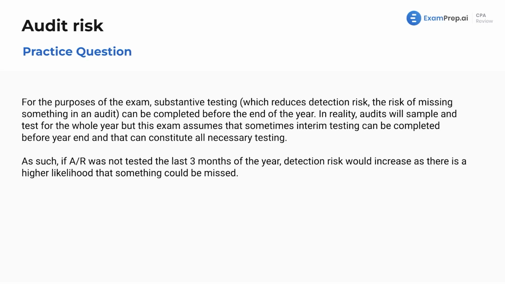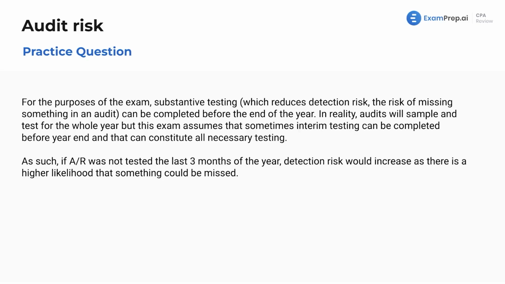For the purposes of the exam, and I do love saying that because this is very different in real life. Substantive testing, also known as, say it with me, test of details, reduces detection risk, which is the risk of missing something in an audit. So that can be completed before the end of the year. If you've seen the interim review lesson already, we know that you can do testing before the year is even up. So why do you do that? In the real world, and for the purpose of the test, you're just doing it to save time. Because guess what? It does hit crunch time. That's why we have what we love to refer to as a busy season.